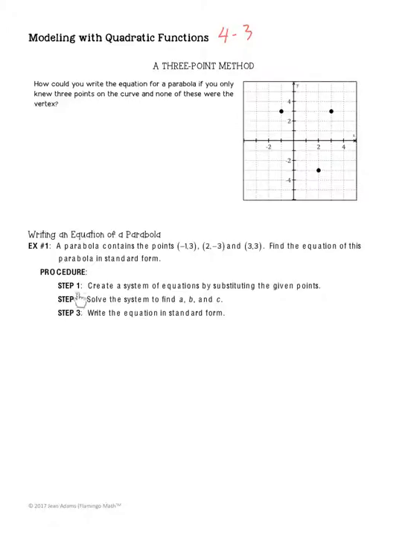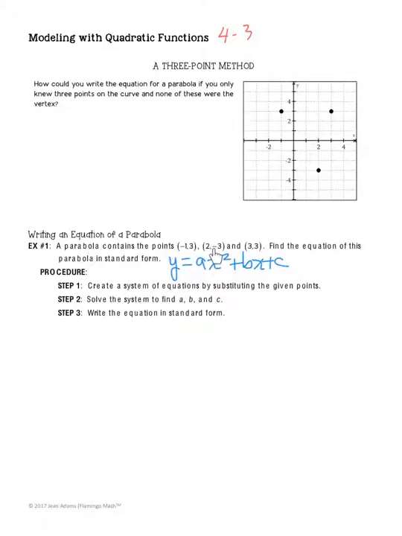So here's the procedures right here for you to follow. You're going to create a system of equations by substituting in the given points. Well, what do you substitute them into? Well, you're going to use y equals ax squared plus bx plus c. So you're going to create a system, and now we have 3 unknowns. Our unknowns are a, b, and c, because we've got 3 xy's and no a's, b's, and c's. So we're going to use this x and plug it in here, and this y and plug it in here, and create an equation that has a, b, and c in it.